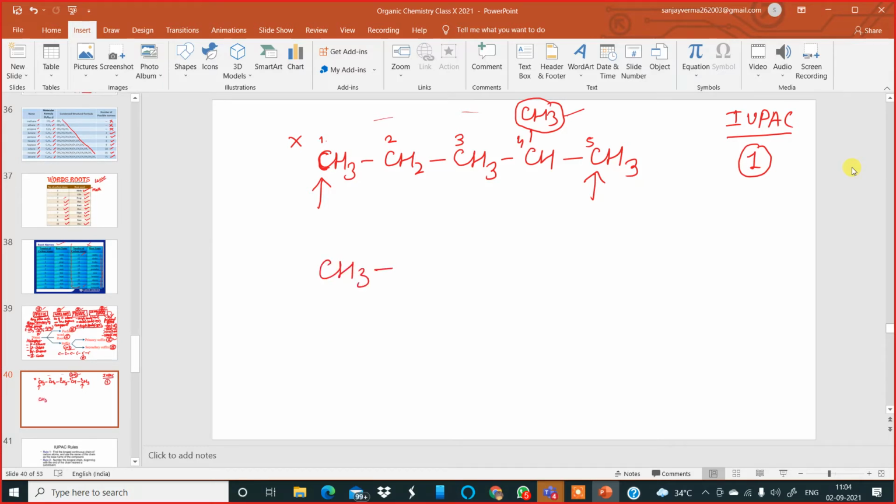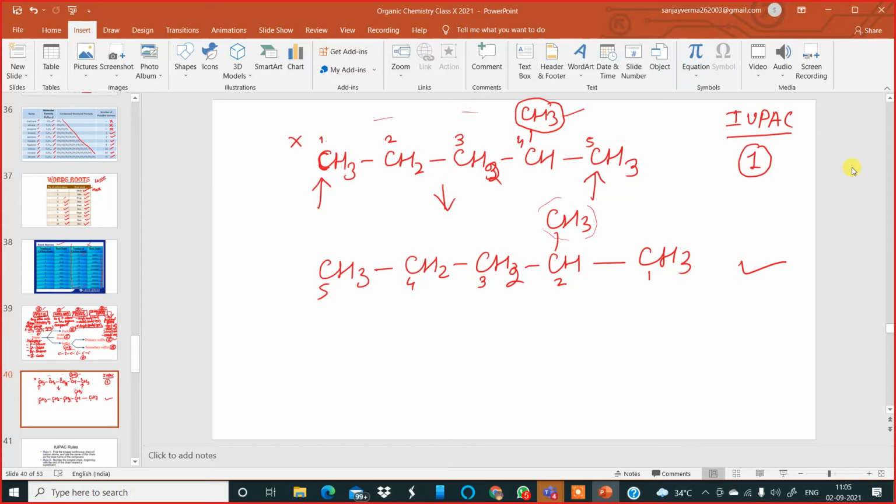I'm writing it once more: CH3, CH2, CH3, this is CH2, CH2, then CH, then CH3, then finally CH3. So I'll number it from here, this carbon, carbon 2, carbon 3, carbon 4, and carbon 5. This is the correct way of numbering. Why this way? Because I have to keep in mind that the methyl group which is branching from the second carbon atom is closer to this terminal carbon atom.